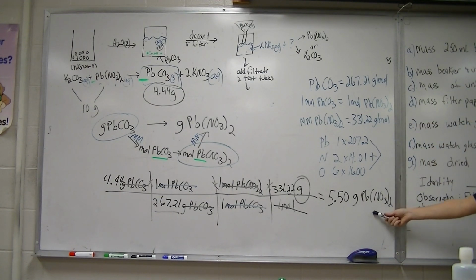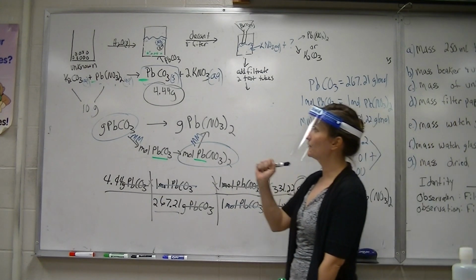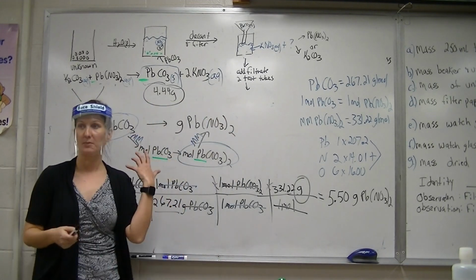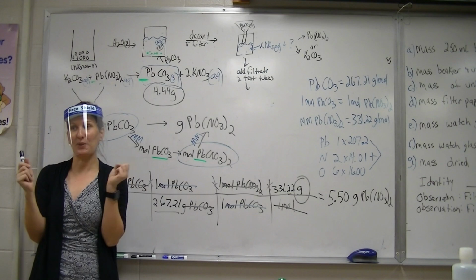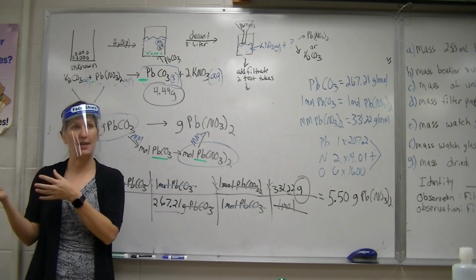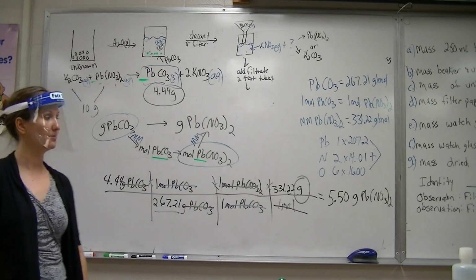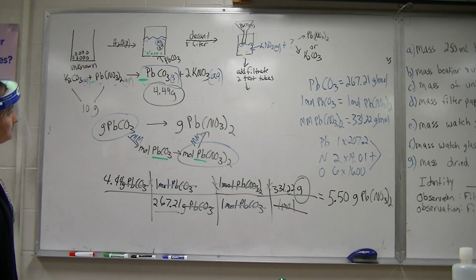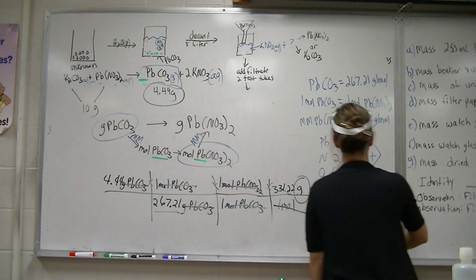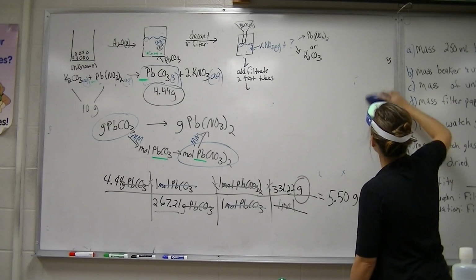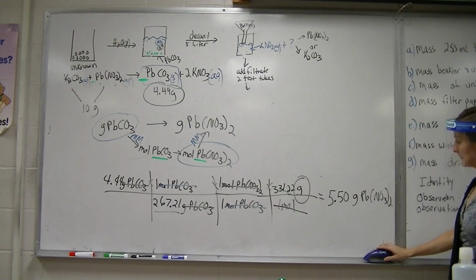So if we know how many grams of lead 2 nitrate, we can figure out grams of potassium carbonate, because the whole sample was 10 and only 5.5 of that was the lead. So that means the rest of it had to be the potassium carbonate. I'm sure you probably already know how to do this equation, but I'll show it anyway.